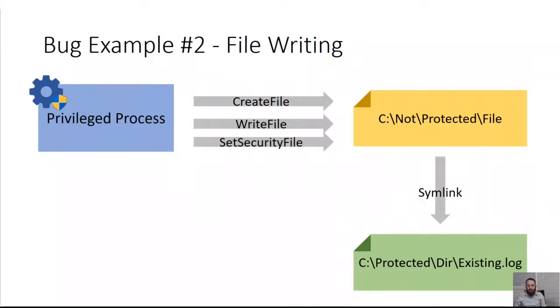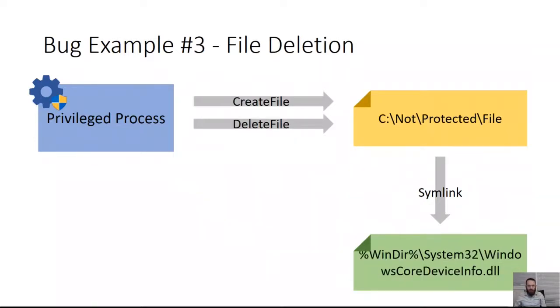The call of SetSecurityFile also rarely happens in our first case of CreateFile, but it's more common here. Lastly, if we find a service that calls DeleteFile on a file in an unprotected path, we can reparse the delete operation and delete an arbitrary protected file. Deleting any desired file in the context of a trusted privileged process is useful for malware and the like.